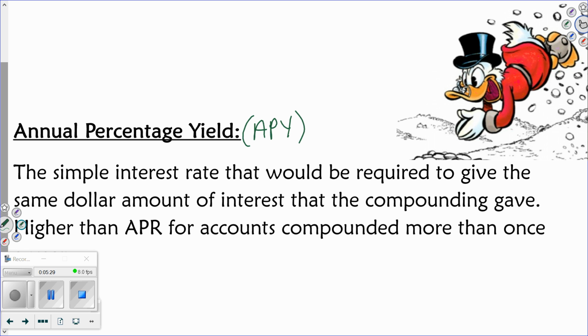Obviously, it's going to have to be higher. It is higher than your APR for accounts that are compounded more than once. So it's going to have to be a higher rate so that you actually make the same amount of money in the same amount of time. And that's one of the things people always compare. The higher the APY, the faster you earn money. Okay? So the simple interest rate that would be required to give the same dollar amount of interest that the compounding gave. Higher than APR for accounts compounded more than once.